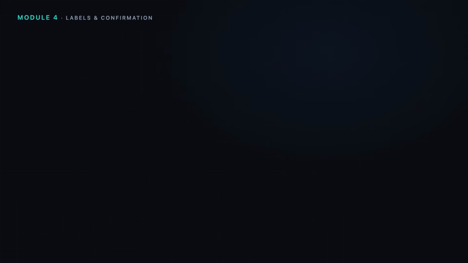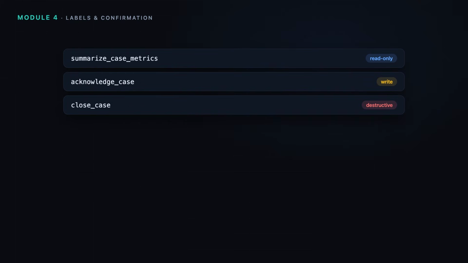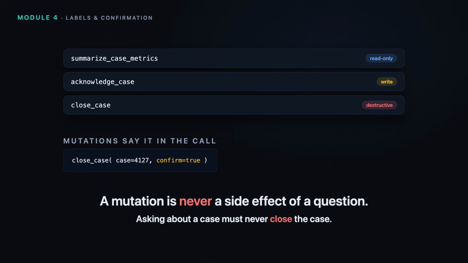Label every capability by what it can change. Read only. Write, destructive. Put the label in the description so the agent knows the weight of a tool before it invokes it, and the auditor knows it after. And for anything that mutates, the capability takes an explicit confirmation argument. The agent has to say in the call itself that it means it. A mutation is never a side effect of a question. Asking about a case must never close the case.